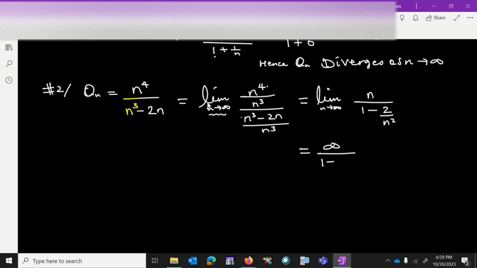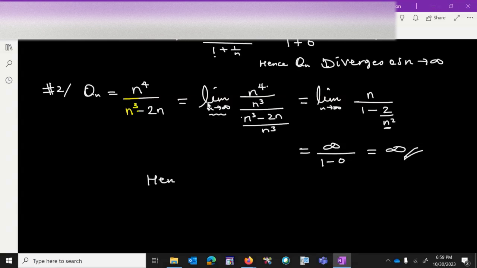I just have to plug in infinity at the denominator here, and if I plug in infinity, 2 over infinity is a small number over a huge number. You can understand it that way. So this is just 0. So this will give me infinity over 1 minus 0, which is just 1, and this is going to be infinity again.